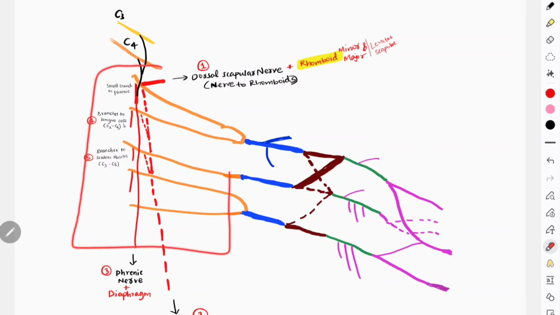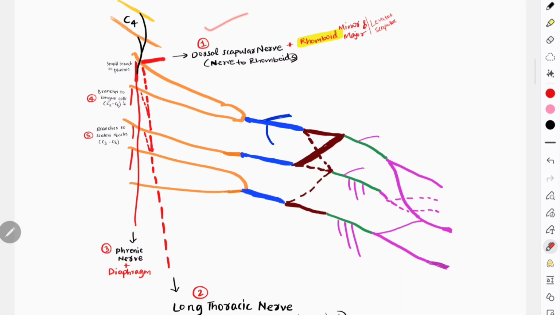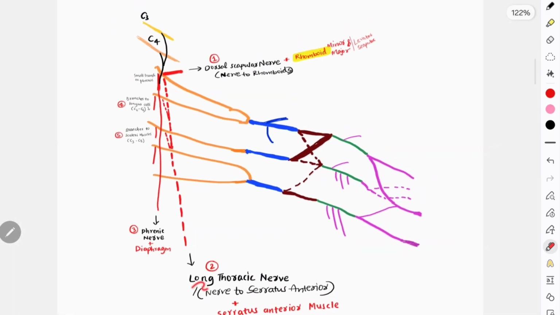See, these are the roots, right? So 5 branches arise from the roots. First, the dorsal scapular nerve, also called the nerve to rhomboids: rhomboid major, minor, and levator scapulae. And this one is completed. Second is the long thoracic nerve, or nerve to serratus anterior, because it supplies the serratus anterior.